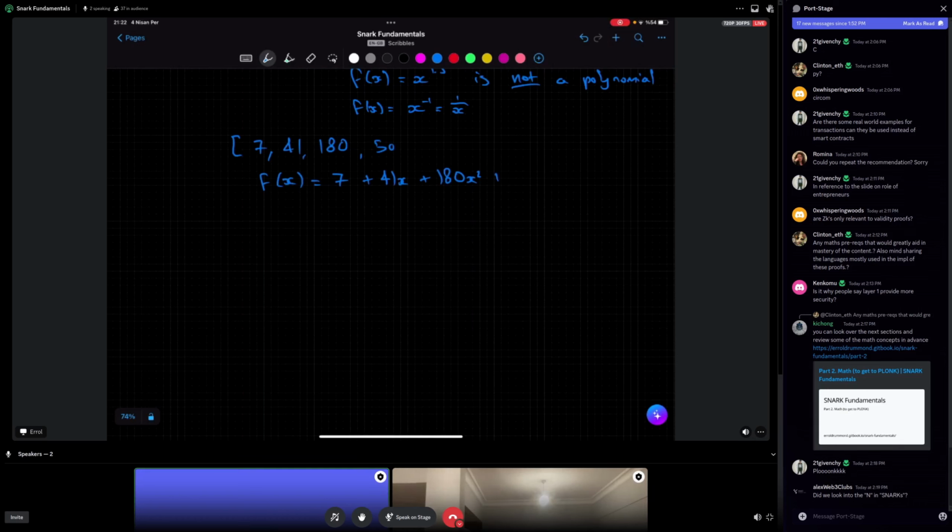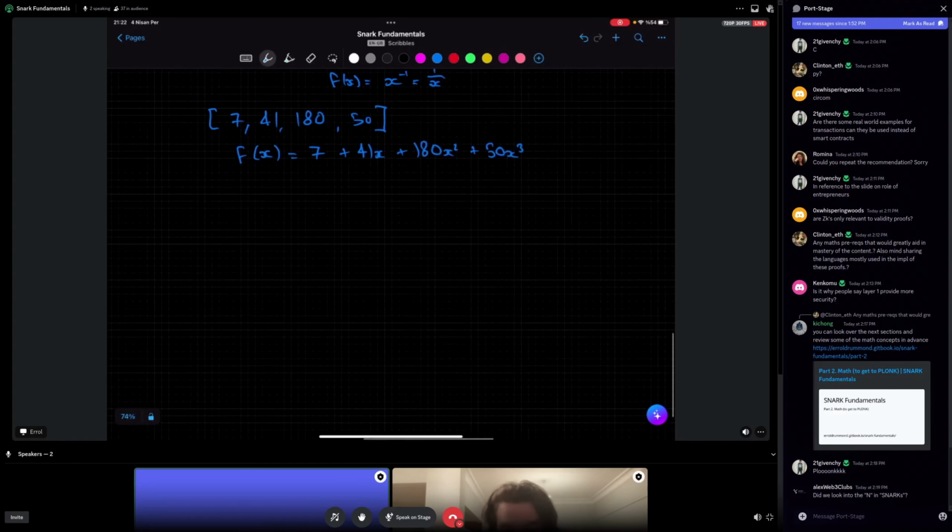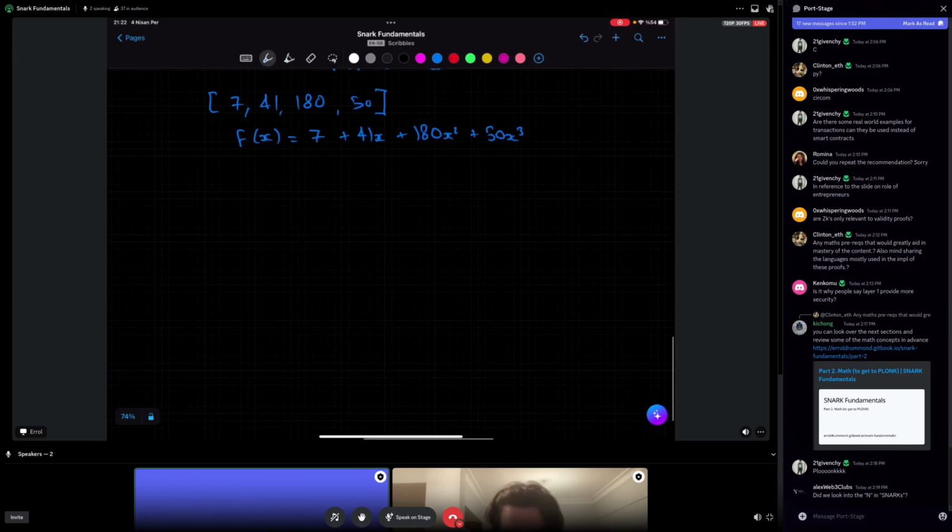And if we had more numbers, say 50 plus 50x cubed, we can just keep adding more numbers to our polynomial, right? So we can represent data in polynomials. And why we might want to do that is because it gives our list of numbers more properties we can play around with. And here's one of them, and it's going to explain a lot about the succinctness.